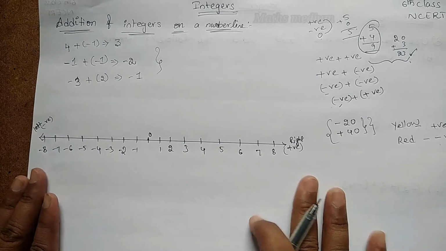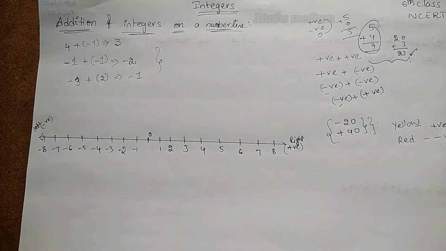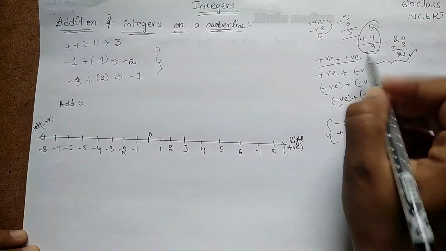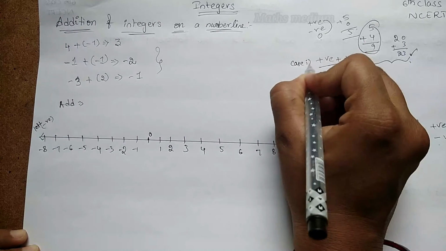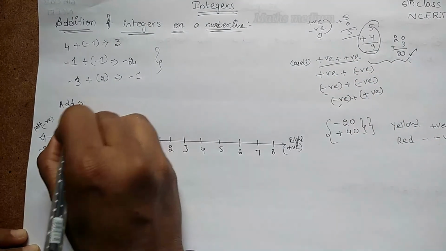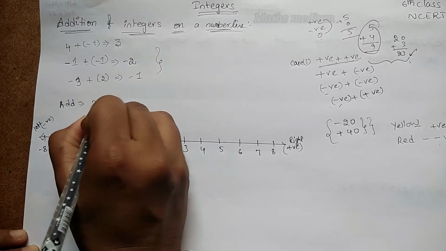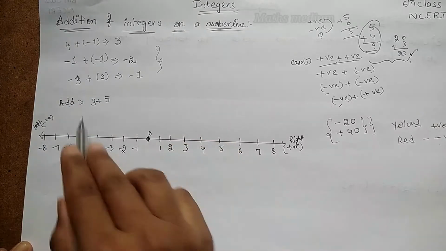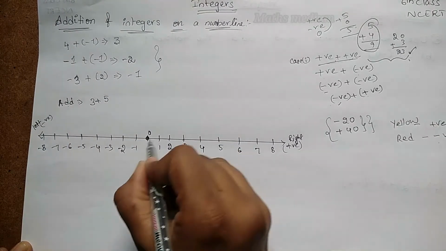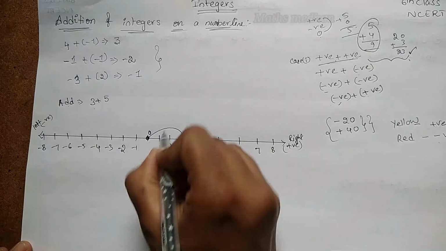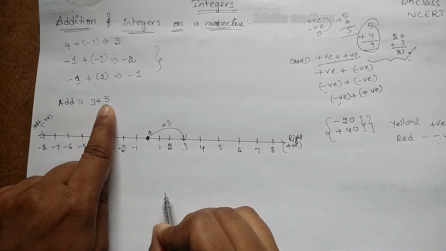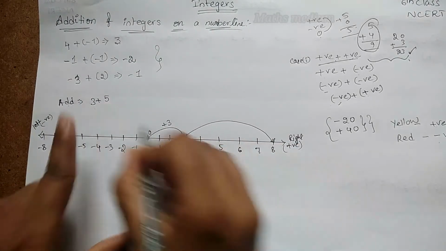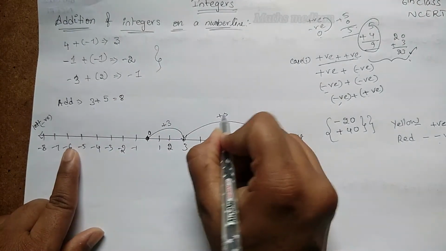Now we have to add any two integers on a number line. Let's take case 1, both positive numbers. Add 3 plus 5 on a number line. Start with 0, add 3. So 1, 2, 3. And this is plus 3. Next add plus 5: 1, 2, 3, 4, 5. So we get 8. This is simple, right?